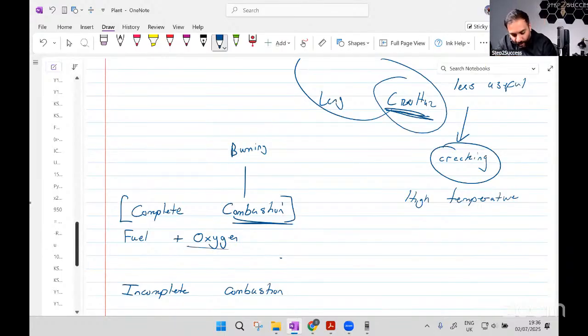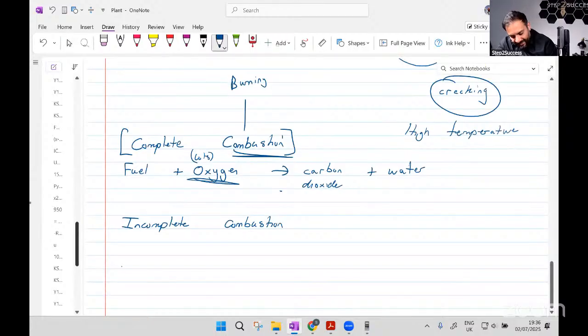Now, when you have lots of oxygen, you get something called complete combustion. And what you get is loads of heat energy, fine, but your waste products are carbon dioxide and water. So that's it. That's the only thing that happens if you burn something in lots of oxygen.